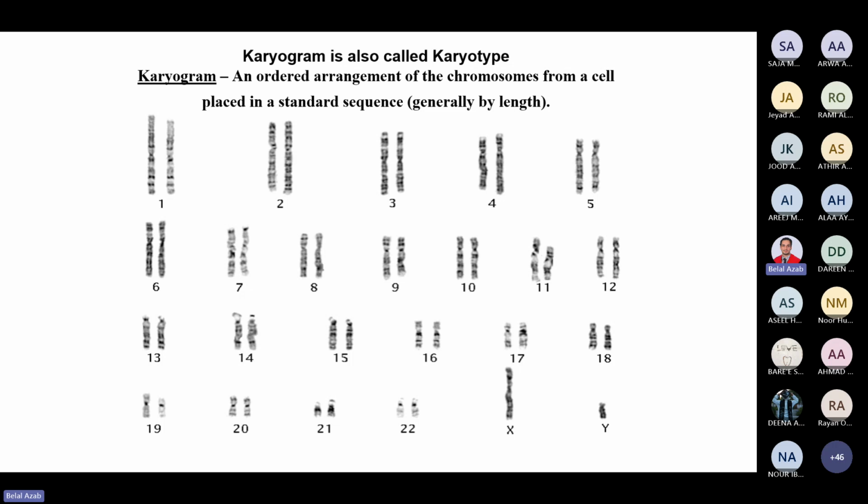Now, the question is, at which stage in the cell cycle do you do a karyotype analysis or karyotype study? We have interphase and we have M phase. So do we look at the chromosomes in interphase or in M phase? Can someone answer?